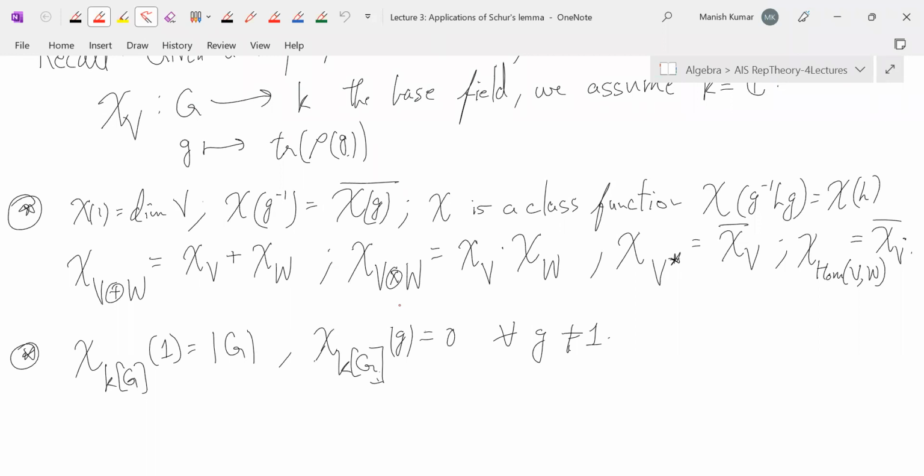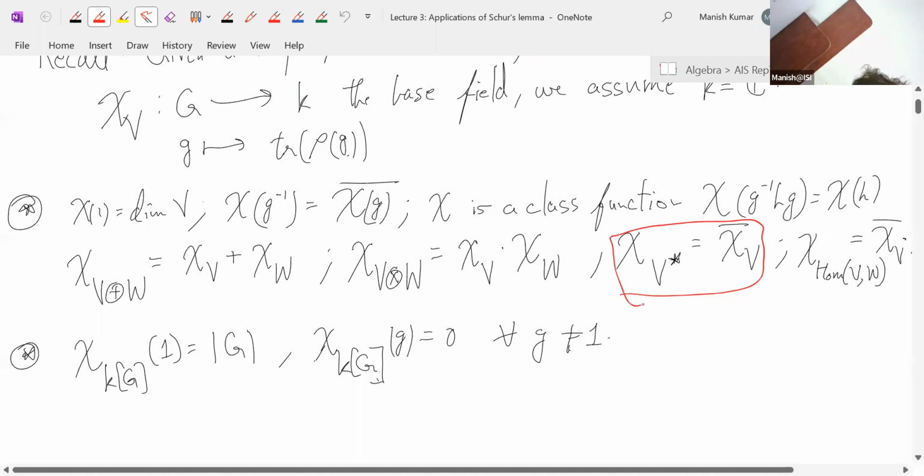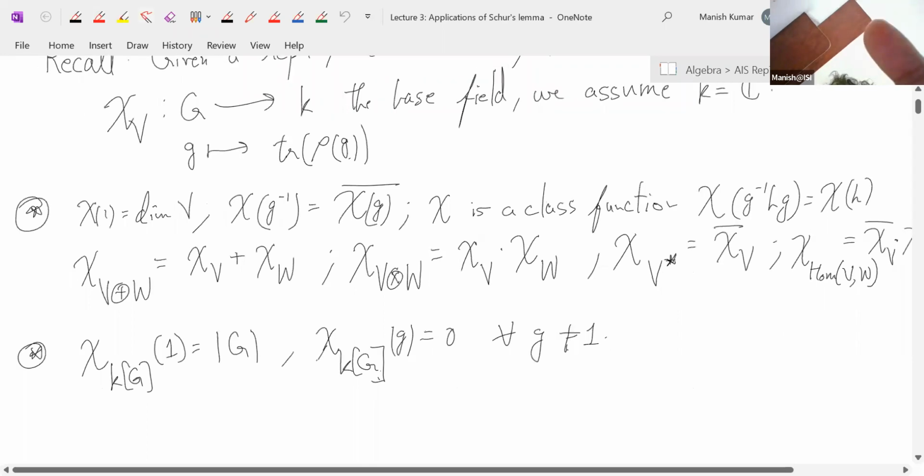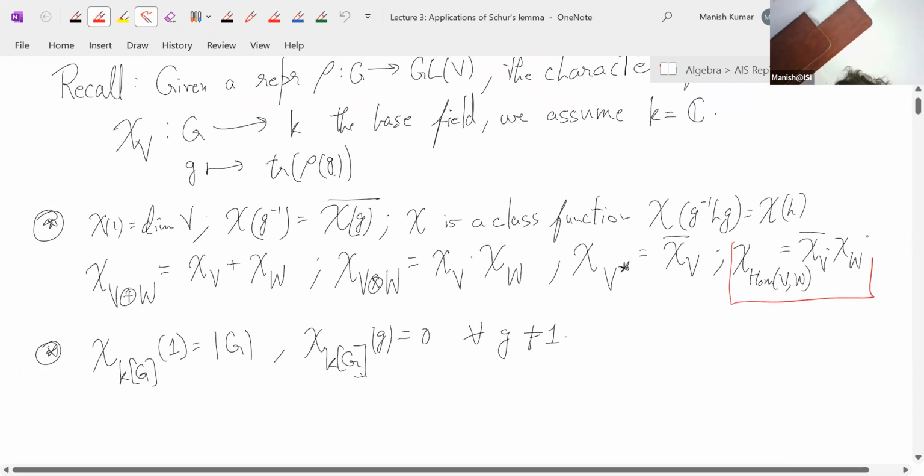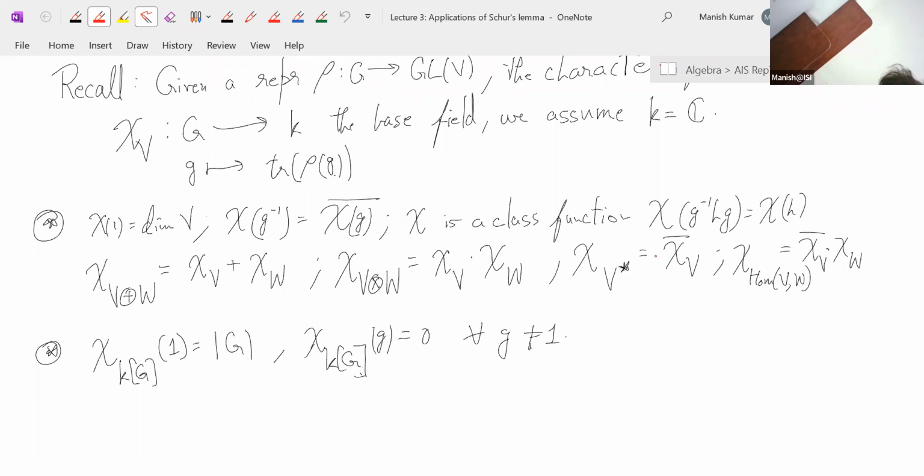And for the dual, we saw that the character of the dual is just the character of the original representation conjugated. Using these two and the fact that Hom(V, W) is V dual tensor W, the character of Hom(V, W) is the same as the character of V bar times the character of W, because it is isomorphic to V dual tensor W, and the character of V dual is just the character of V bar. Okay, so this is what we saw, and then we also computed the character of the regular representation.